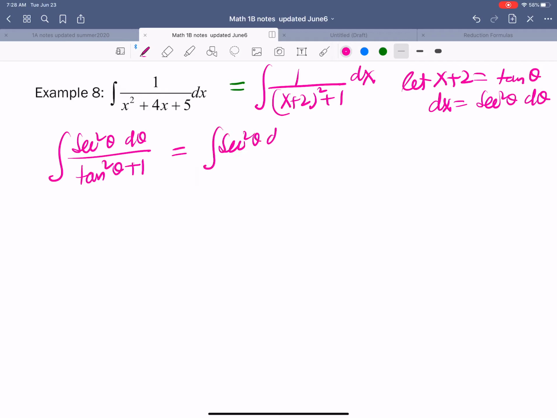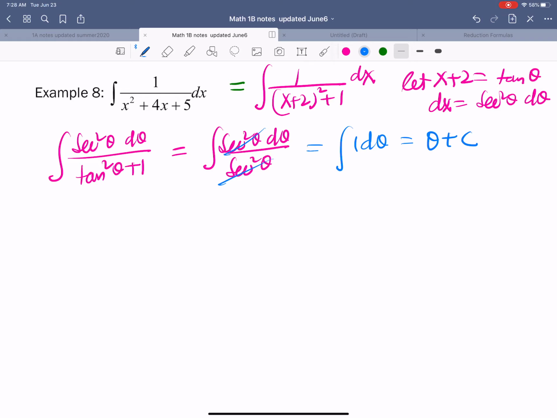What is tangent squared theta plus 1 equal to? That is also equal to secant squared theta. Now I have secant squared theta both in the numerator and denominator, so they cancel each other, and I'm just left with theta plus c when I do the integral.